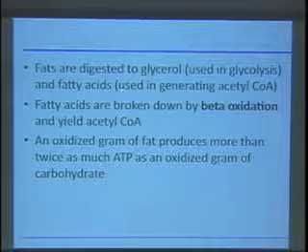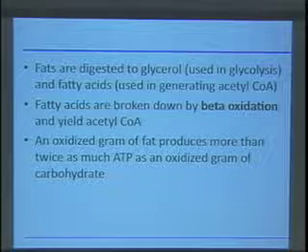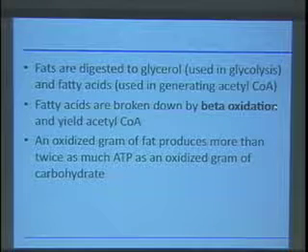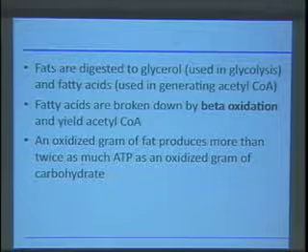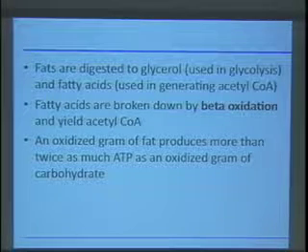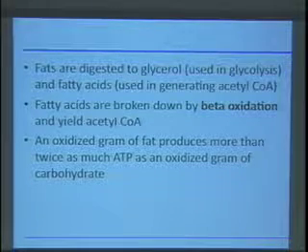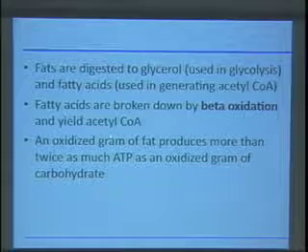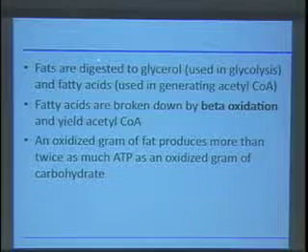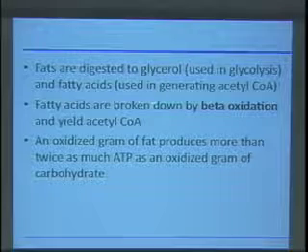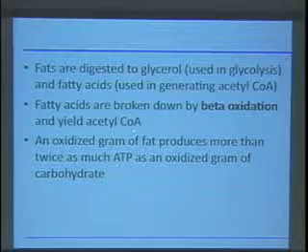And then the fatty acids can actually be broken down by a process called beta oxidation. And beta oxidation breaks them down into 2-carbon molecules that become the acetyl groups for acetyl-CoA. So they can actually enter the citric acid cycle directly. They don't have to go first through glycolysis. They go directly into the TCA cycle through acetyl-CoA.